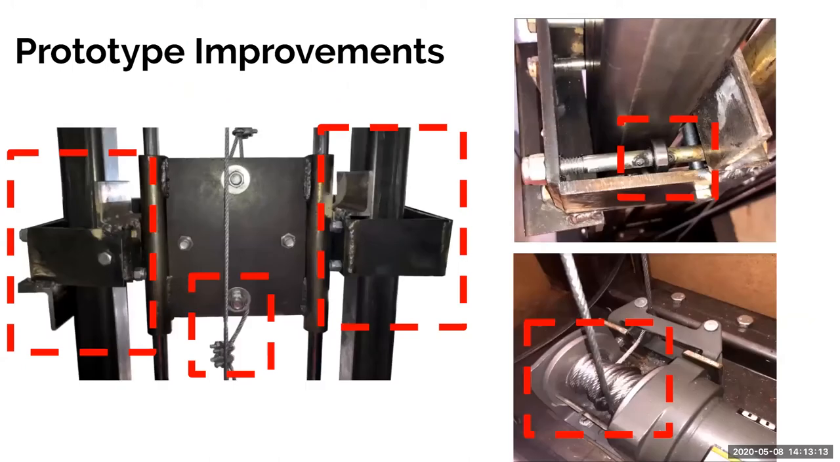So here are some of our prototype improvements. Throughout testing, the main issue we had to overcome was binding of the carriage. To overcome this, we first started by adding bearings to the main contact surfaces. This gave a slight improvement with the binding issue, but the main fix was the utilization of a dual drum winch. After this implementation, the carriage traveled smoothly regardless of the load applied. As you can see, the dual drum winch is at the bottom right, and the bearings are located on the top right.